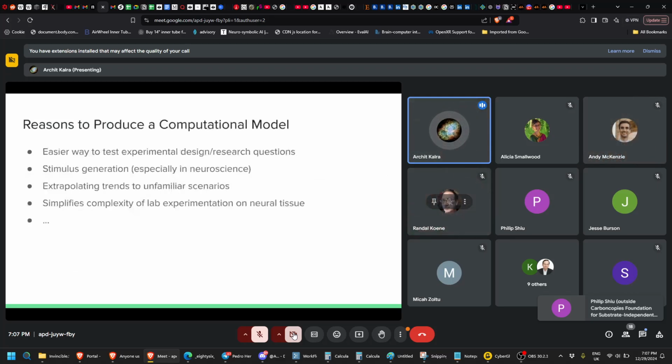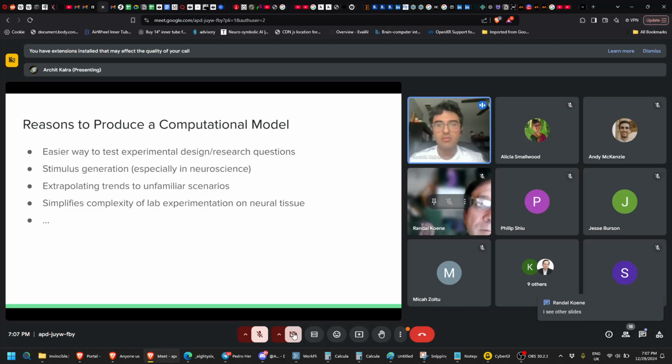Now, there are various reasons to produce a computational model. Of course, there are the standard ones that it's easier to test experimental design or research questions. It's a simplified way to test stimulus generation, especially in neuroscience, when you can simply provide a stimulus using some sort of equation and show how that affects downstream reactions in the brain. It allows you to extrapolate trends to unfamiliar scenarios, and it simplifies the complexity of lab experimentation on neural tissue because it's not as necessary when you're able to do these types of tests.